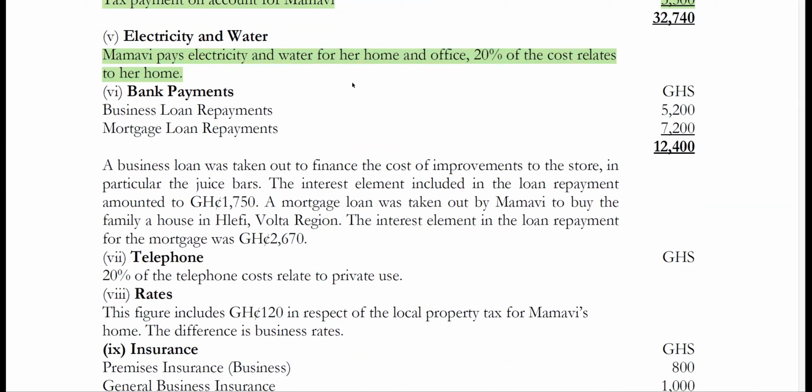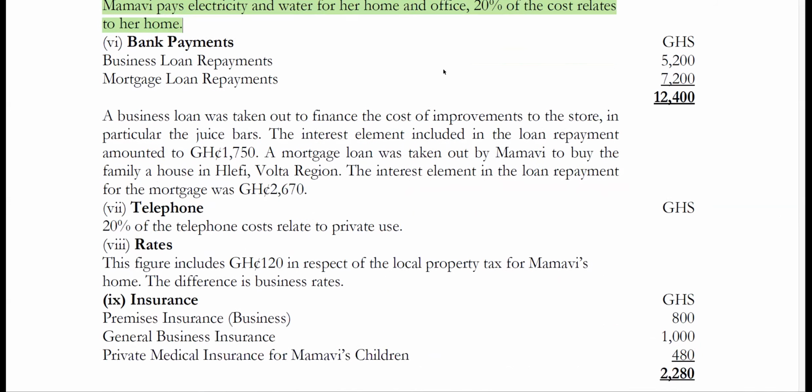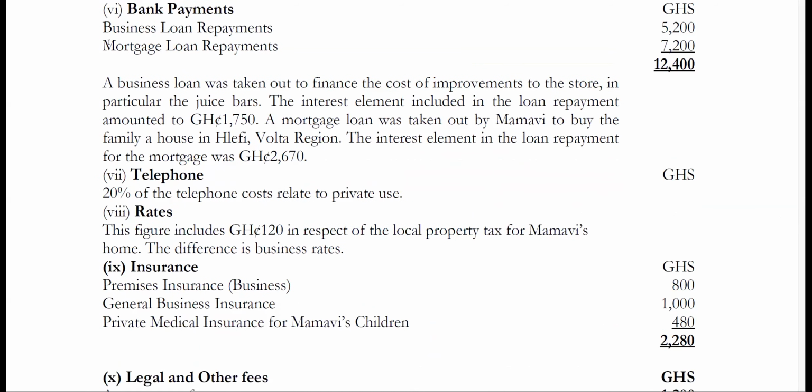Added back. Water cost that we have paid, we have to disallow it. Yes. 80%, right? That means only 80% is business required. Okay, bank payment. She paid business loans and she paid mortgage loans.